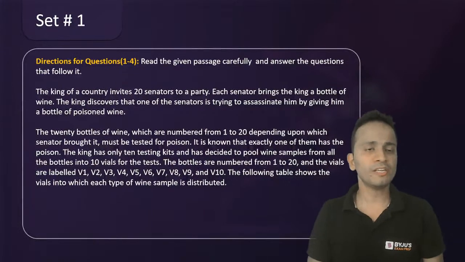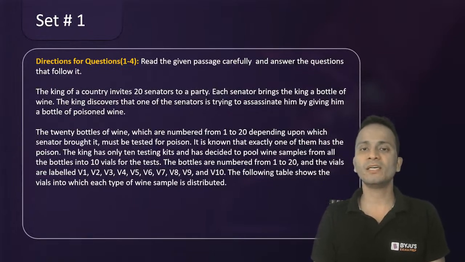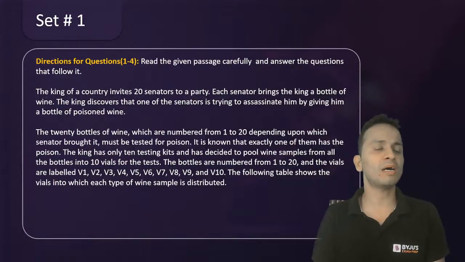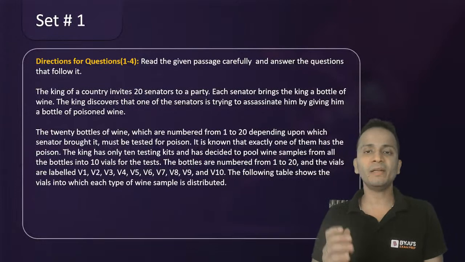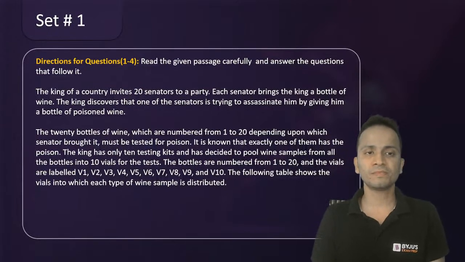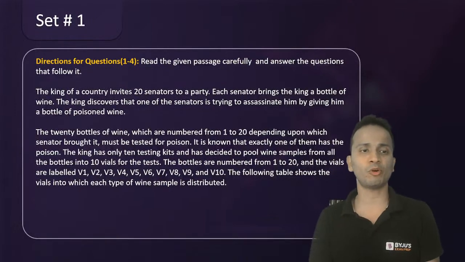Okay. So the information is telling us that the king of a country invites 20 senators to a party. Each senator brings the king a bottle of wine. The king discovers that one of the senators is trying to assassinate him by giving him a bottle of poisoned wine. The 20 bottles of wine, which are numbered from 1 to 20 depending upon which senator bought it, must be tested for poison. It is known that exactly one of them has the poison. Okay, so important information, exactly one of these 20 bottles has poison.